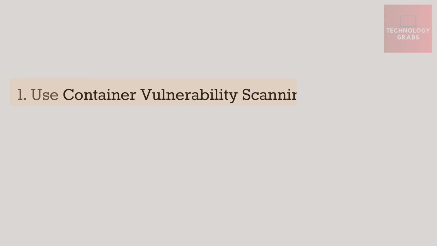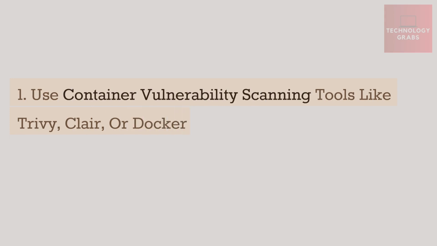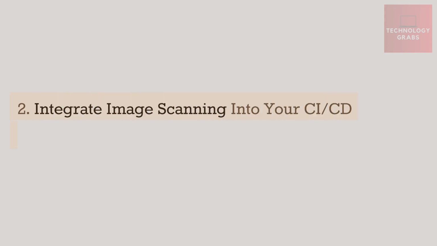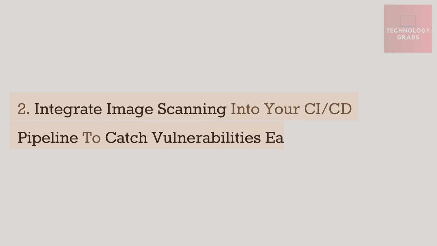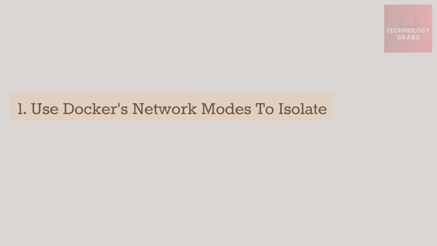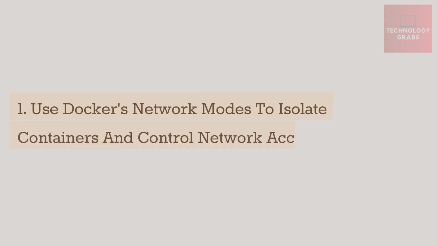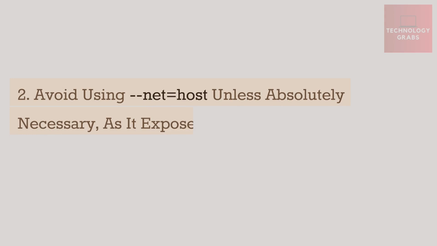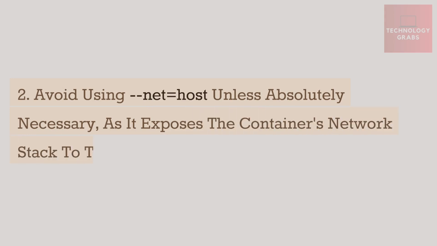Scan for vulnerabilities. 1. Use container vulnerability scanning tools like Trivy, Clair, or Docker security scanning to identify security issues in your images. 2. Integrate image scanning into your CI/CD pipeline to catch vulnerabilities early. Implement network segmentation. 1. Use Docker's network modes to isolate containers and control network access. 2. Avoid using net=host unless absolutely necessary, as it exposes the container's network stack to the host.